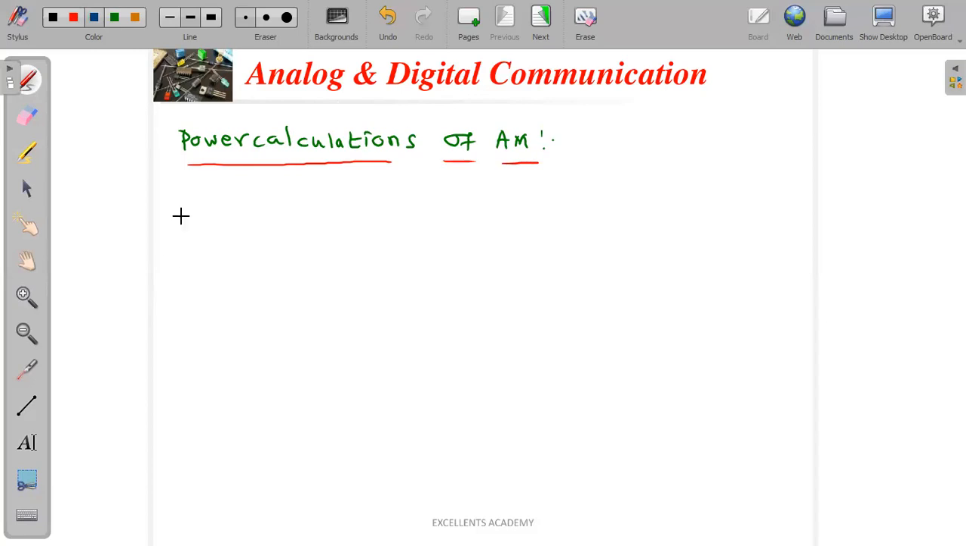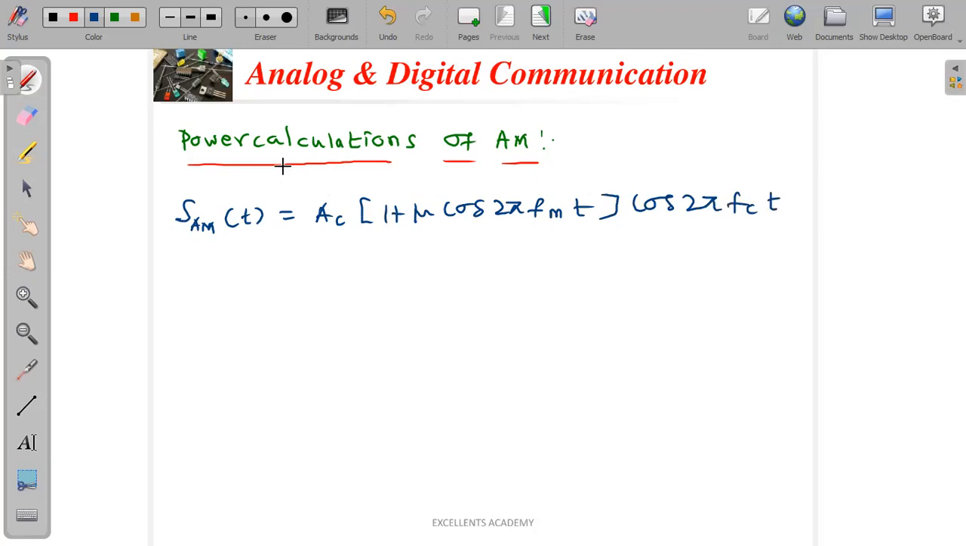So ஏஎம் மாடுலேஷனோட ஜென்ரல் எக்ஸ்பிரஷன் S_AM of t equals Ac into 1 plus mu cos 2 pi fm t into cos 2 pi fc t. So here mu is nothing but modulation index, or depth of modulation, or degree of modulation.